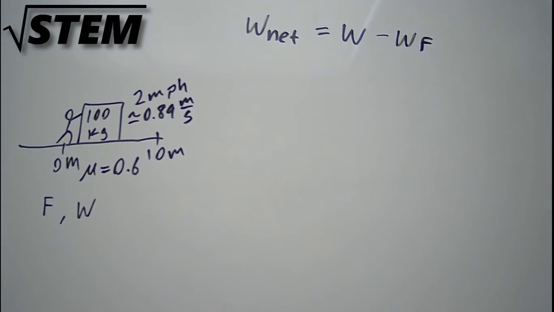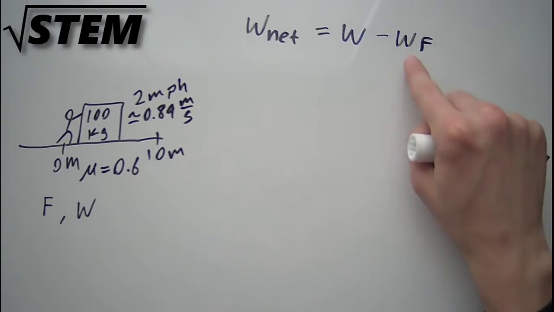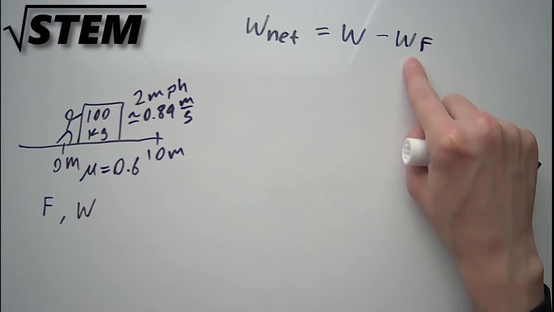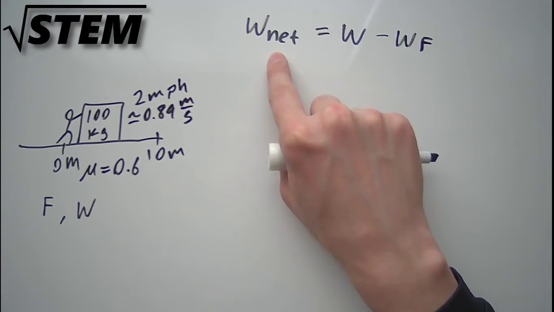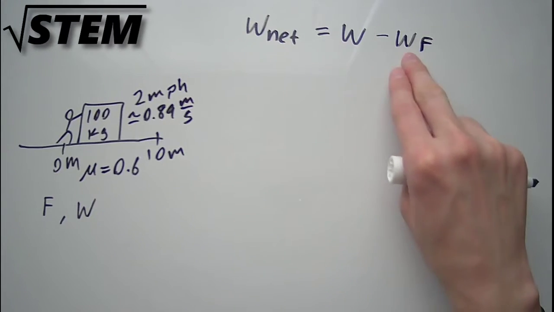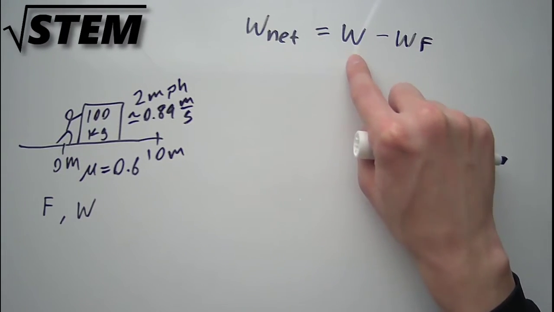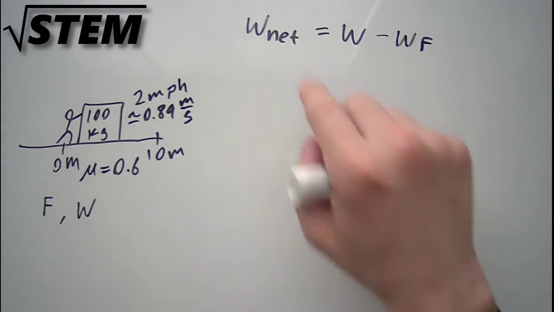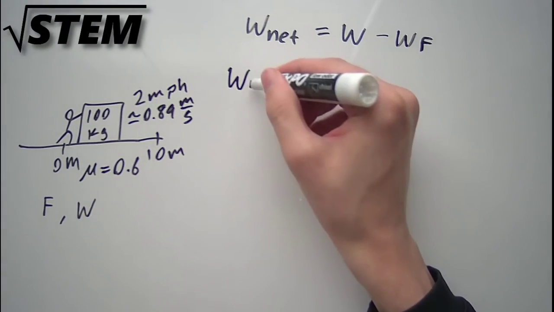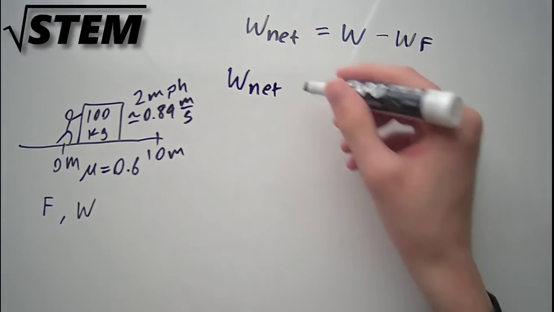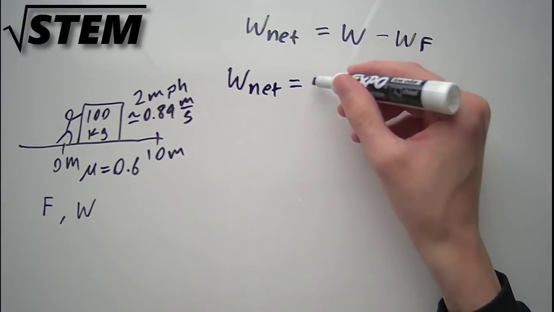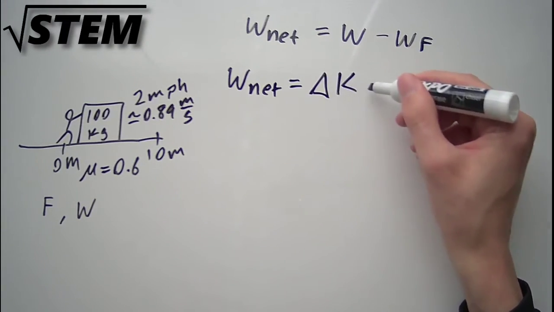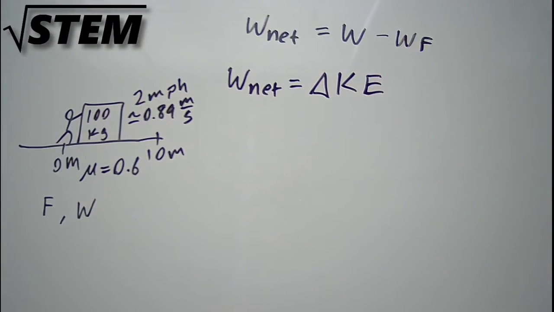Now with what we have provided, we should be able to calculate the work done by friction and the net work done. So once we have both of these, we'll be able to see how much work we have to exert on the box to move it this far, this fast. So first, for the net work, we can make use of the fact that the net amount of work done on an object is equal to the change in its kinetic energy.